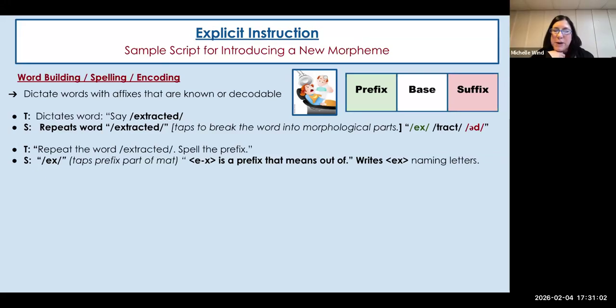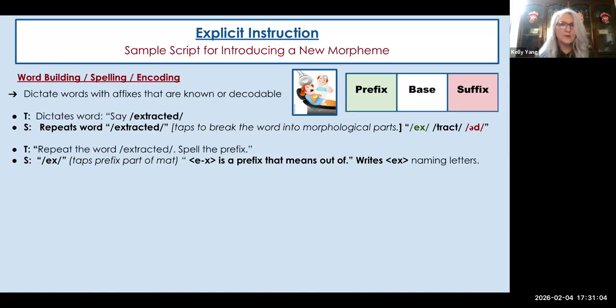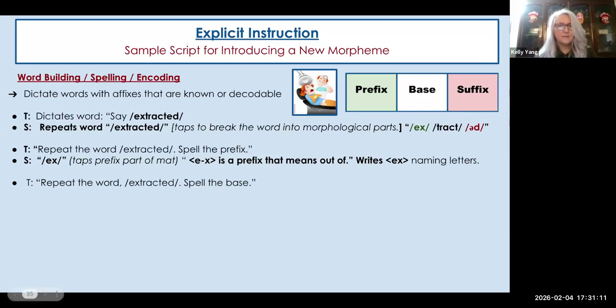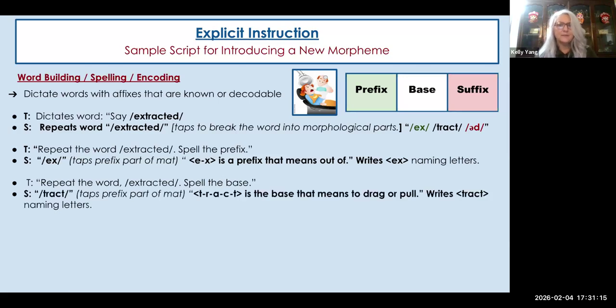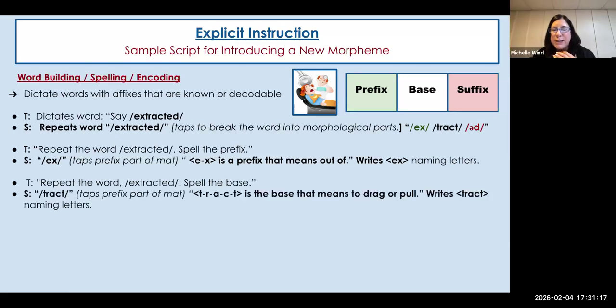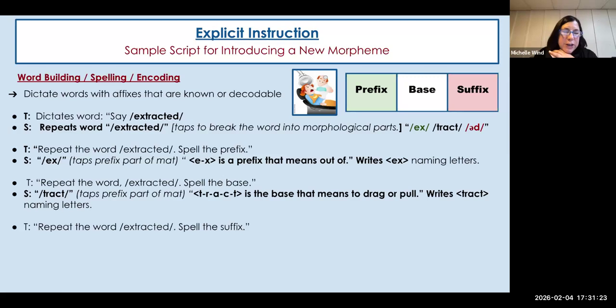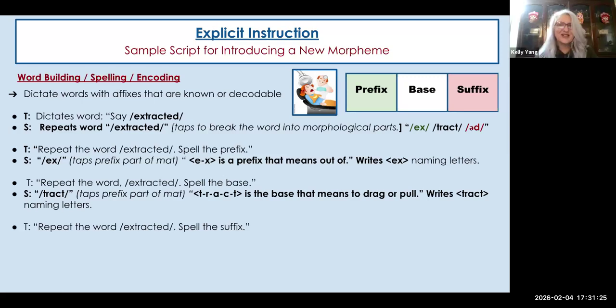And what does EX mean, the prefix EX? Out. Good. Say extracted. Extracted. Good. Spell the base. TRACT. Good. And what does the base TRACT mean? To drag or pull. Good. Kelly, say extracted. Extracted. Good.